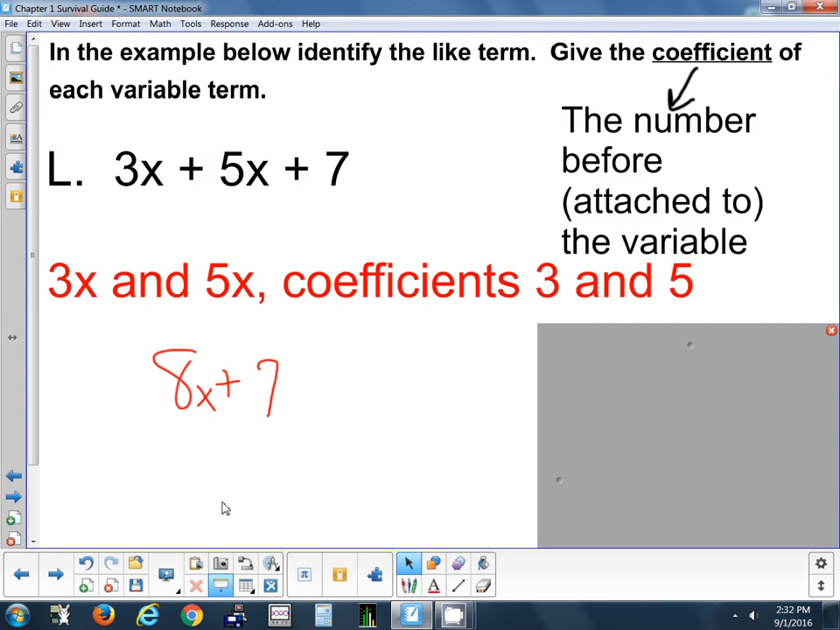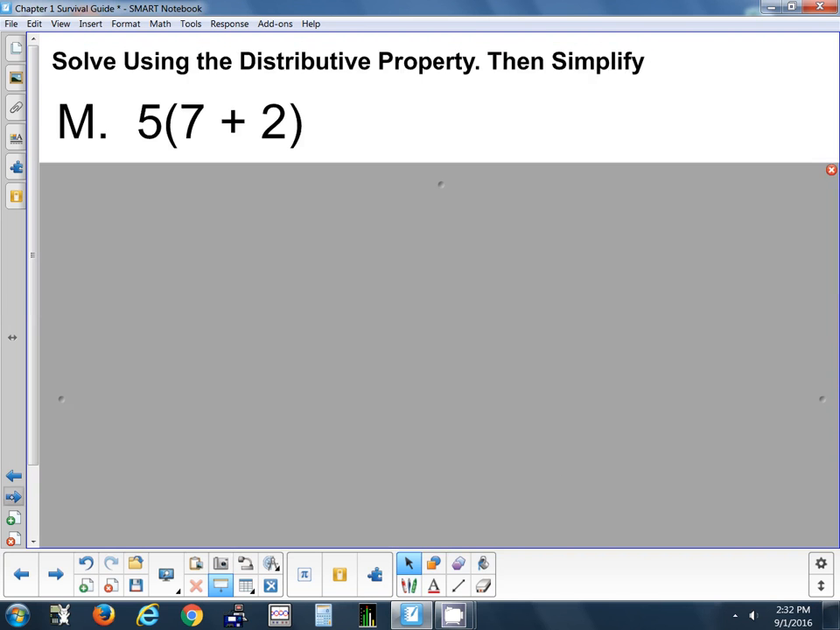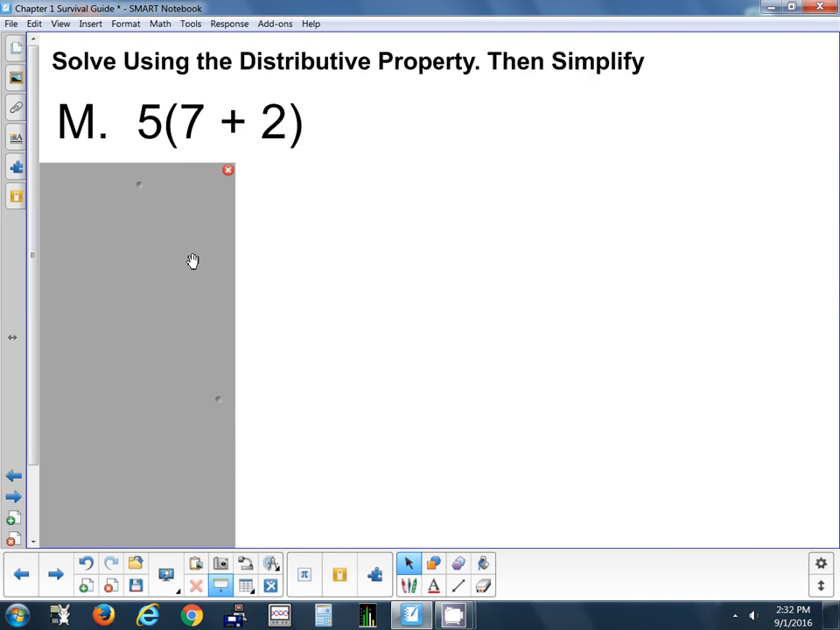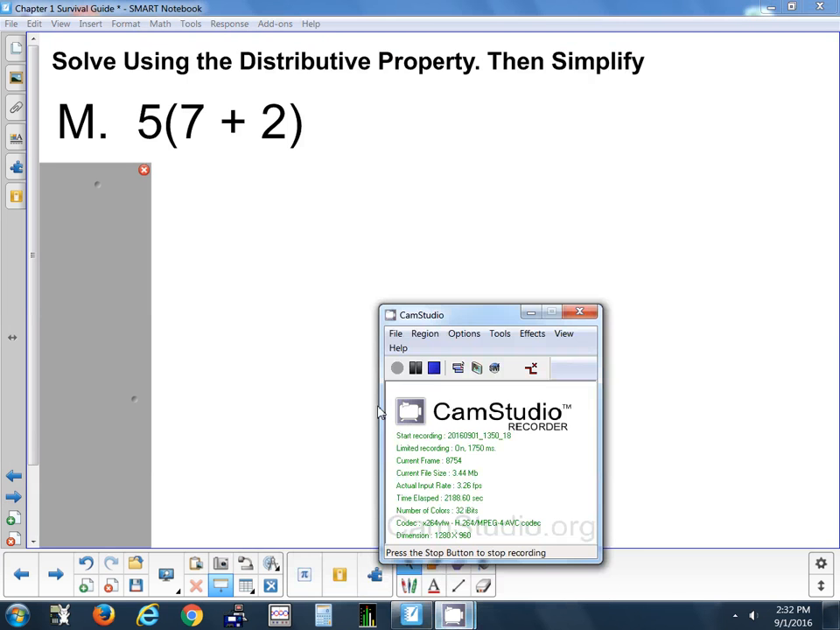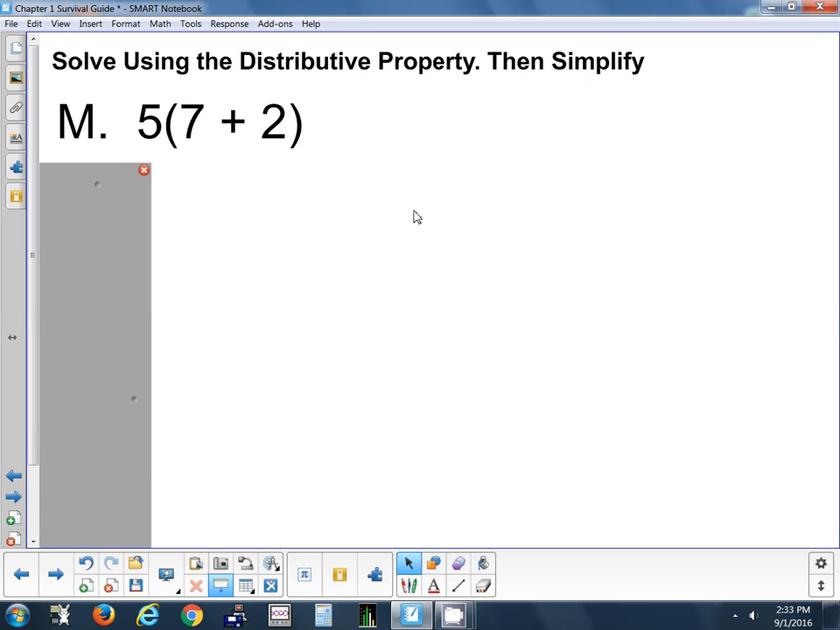All right, next one. Solve using the distributive property. Does everybody know what math operation? I'm not going to tell you. I just hope everybody knows what math operation you have to use when you're doing the distributive property. Ashley, can I call on you again? Did you finish this one? Okay, cool. All right, so what'd you get?